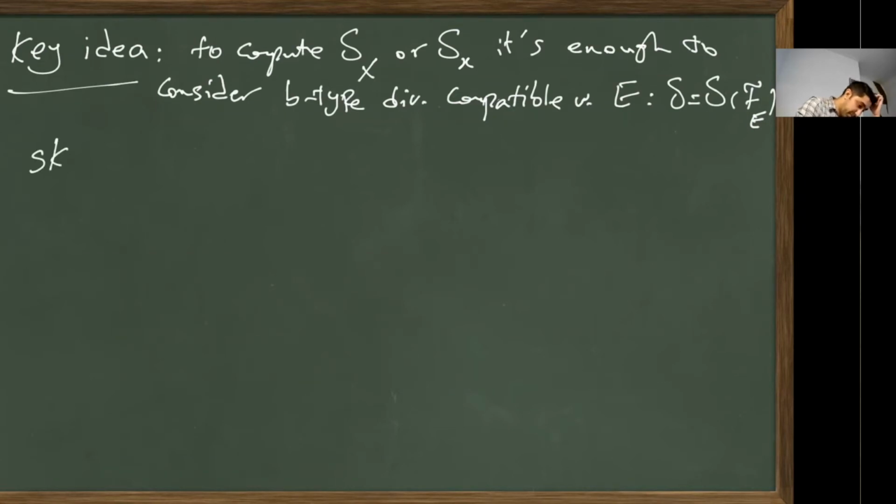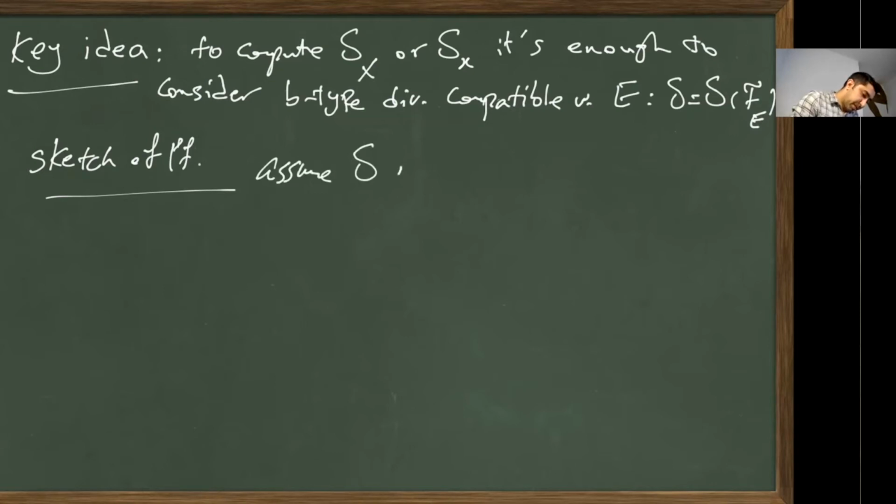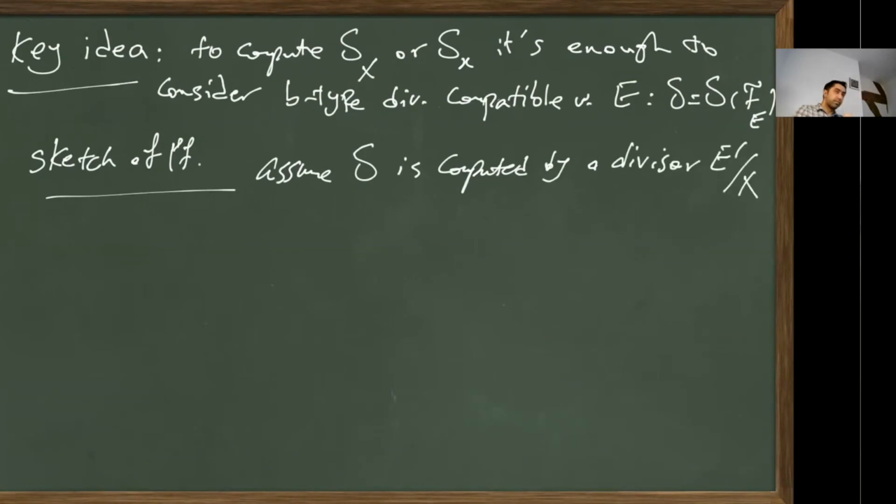Why is this true? I'm not going to give you a full proof. I'll give you the sketch of the idea. So assume delta is actually computed by a divisor E prime over X.